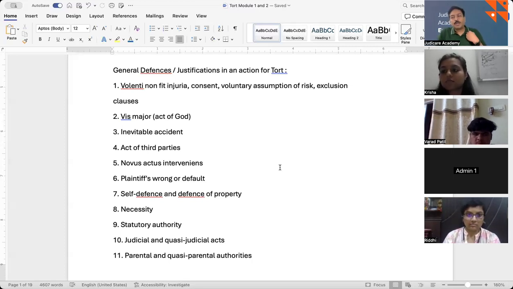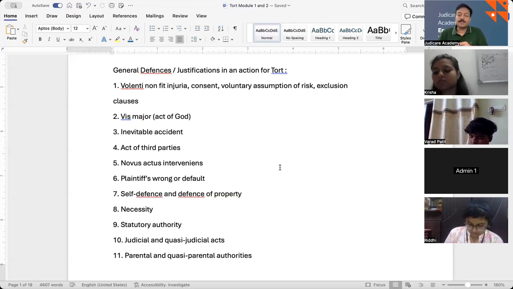Another case example for novus actus interveniens is Robinson v. the Post Office, 1974. A postman who was delivering mail was injured when a third party car crashed into him after having been negligently driven by the defendant.